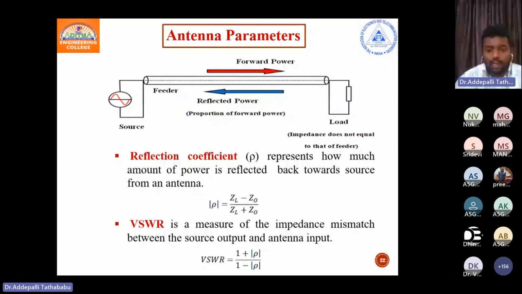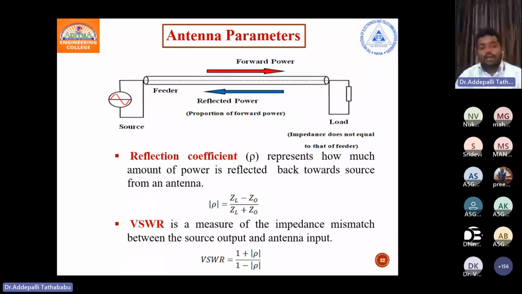And if you define the reflection coefficient in terms of decibels, that is called return loss in dB. Now VSWR and the reflection coefficient both give the same results, so there is no need to show both figures in the paper, because both present the same information. VSWR is equal to 1 plus rho by 1 minus rho. It completely depends upon the rho value. The range of VSWR is 1 to infinity. From a practical point of view, the acceptable value of VSWR is 1 to 2 only.